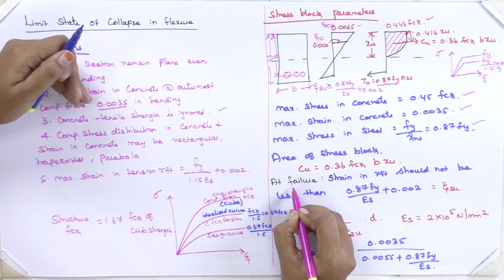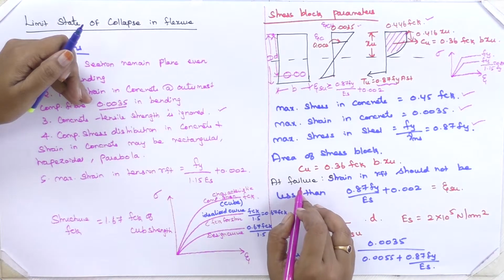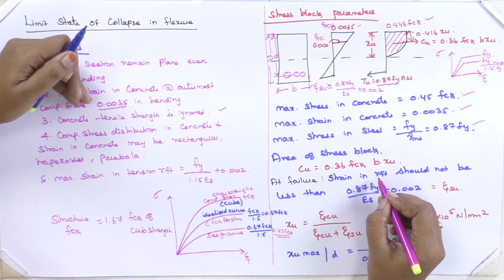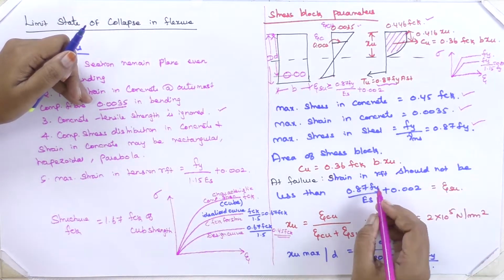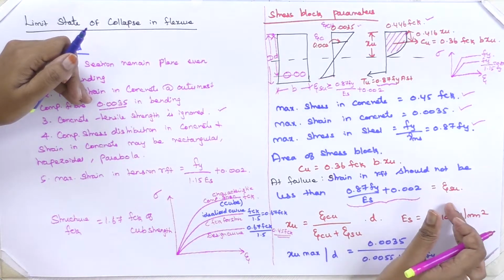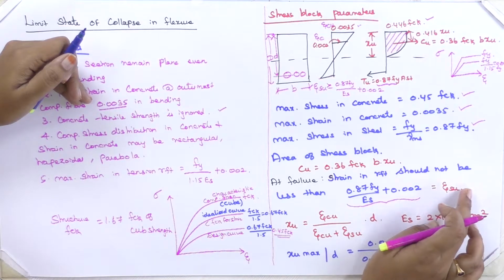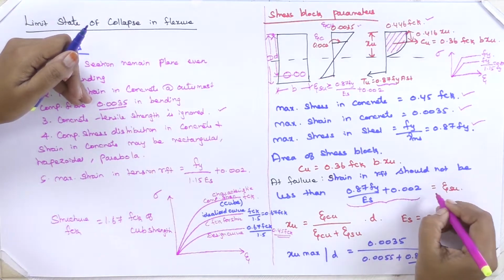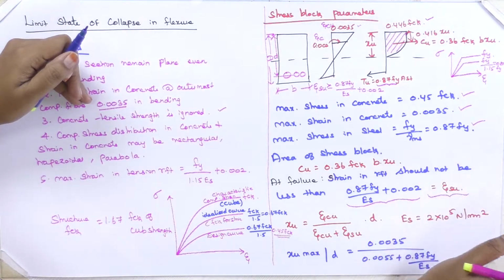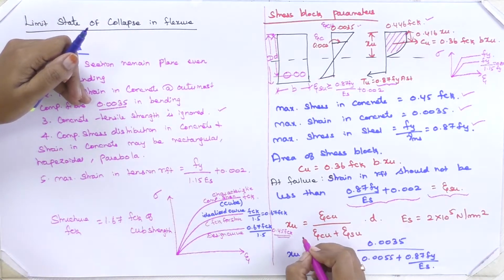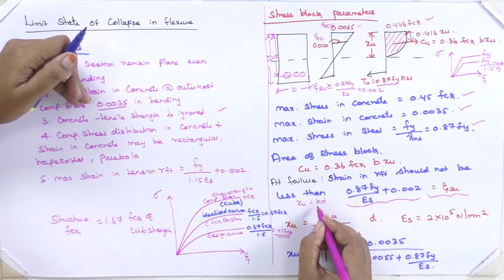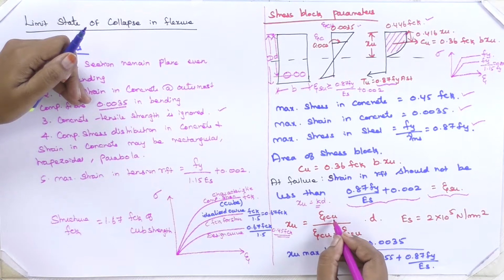Okay. At failure, what will be the strain in your steel? At failure, the strain in your reinforcement provided should not be less than this value. It should be greater than this value. Beyond this value only, you need to get your ultimate strain in your steel. That is the main thing in the main assumptions we have in the limit state method of flexure. Okay. You know that XU is equal to K into D. This K is nothing but epsilon Cu.